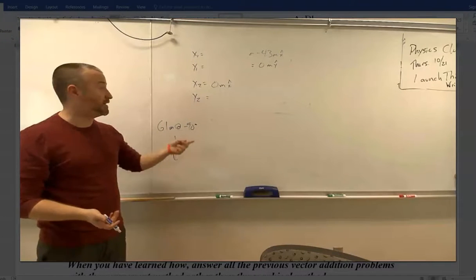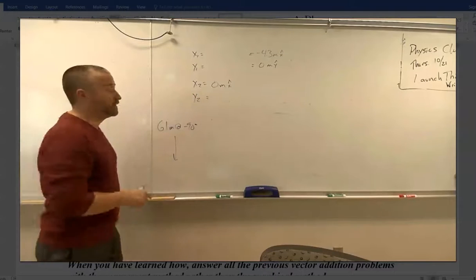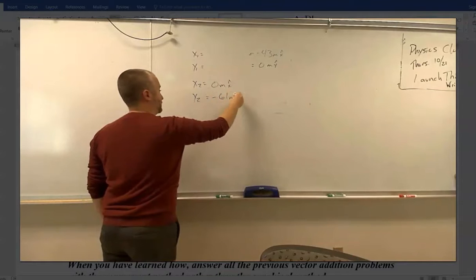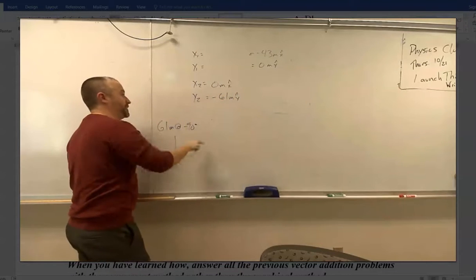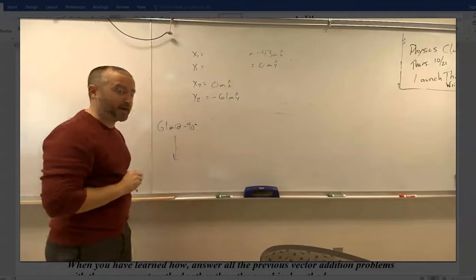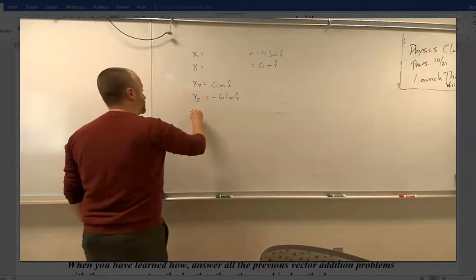It's going to tell you the same thing. 6.1 cosine of negative 90, it's going to spit out 0. y2 is negative 6.1. Y negative, because it's going down. Y 6.1, because all of it is on the y-axis. Now, let's do the other two.